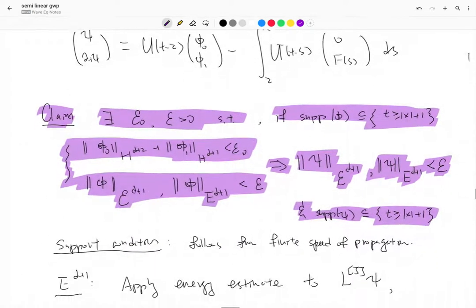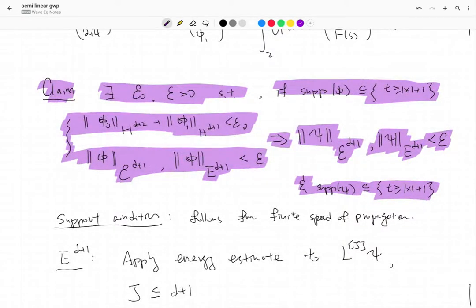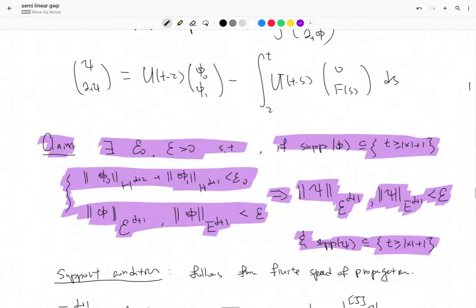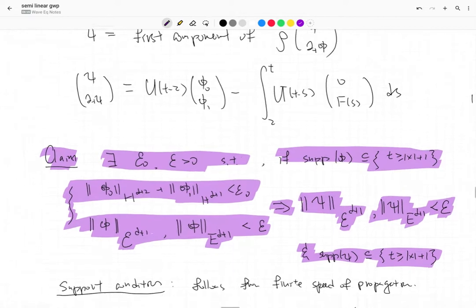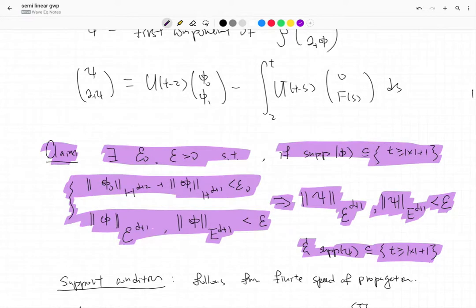Okay, good. Now my claim is this. There exist some epsilon naught and epsilon positive such that, if the support of phi, the input to this map, which is not the initial data, since the initial data is already fixed, is inside this light cone t bigger than or equal to the absolute value of x plus 1, and we assume that the initial data is less than epsilon naught.